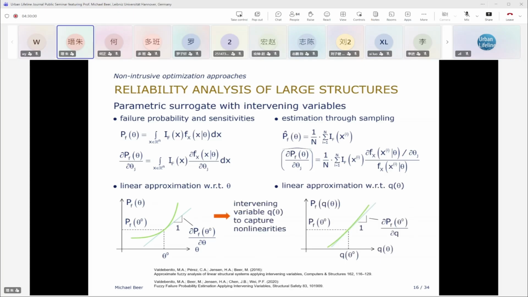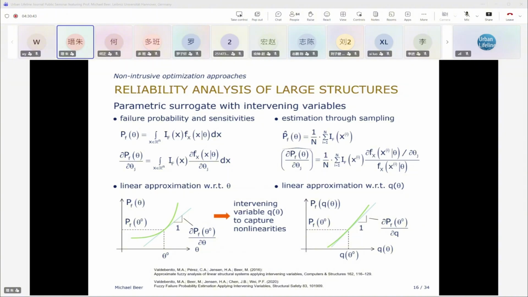We plot this function Pf not depending on theta, but depending on an auxiliary variable. This is the intervening variable, and this intervening variable depends on theta. Now Q of theta takes out the nonlinearity so that Pf depending on Q becomes a nearly linear function. So the idea is to capture the nonlinearity in this equation Q of theta, then plot Pf depending on Q in a linear way, and then do the Taylor expansion of Pf in terms of Q, not in terms of theta. So that is basically the idea behind it.